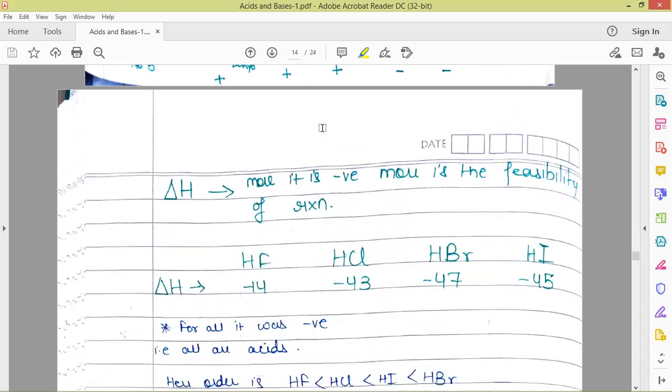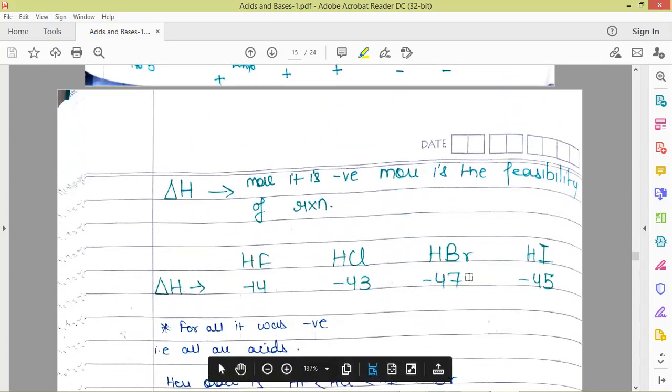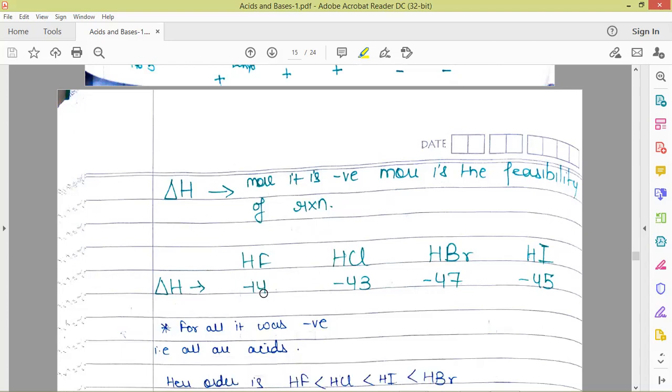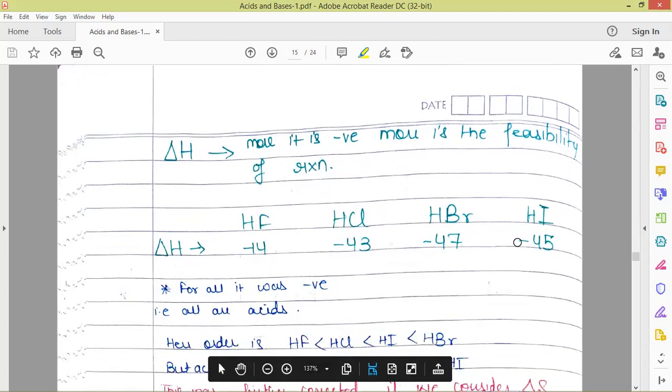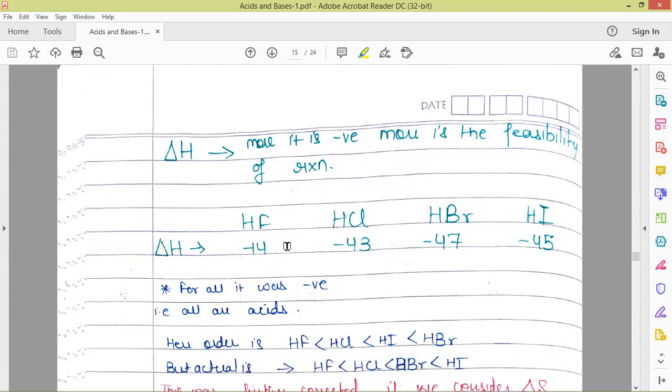So here are the overall delta H values for different hydroacids belonging to group 17. Firstly, it can be clearly seen that all the values are negative. That means all these moieties, HF, HCl, HBr, and HI, are behaving as acids because the energies are negative.